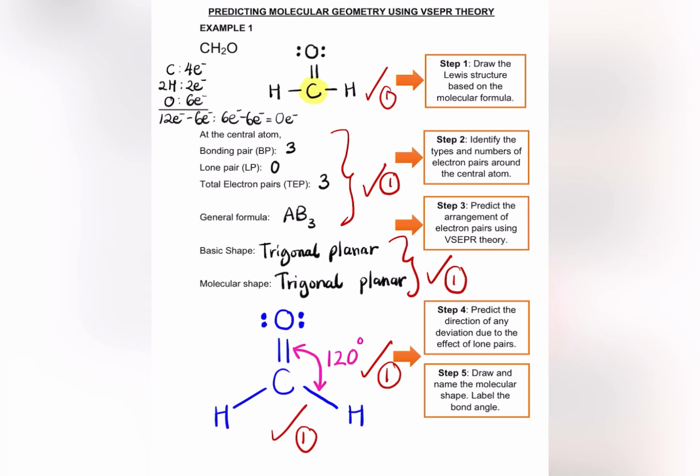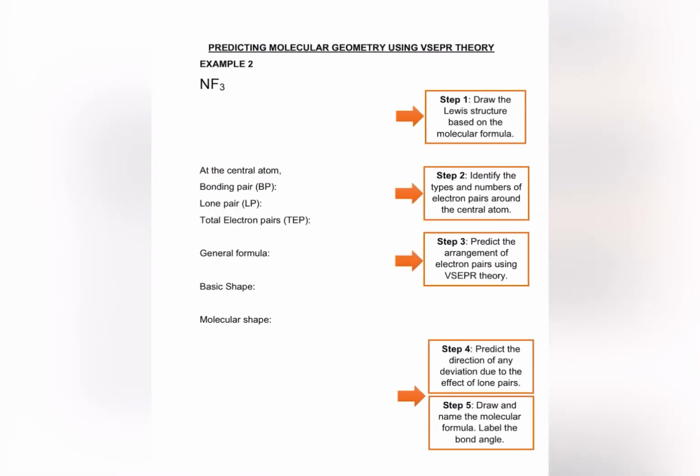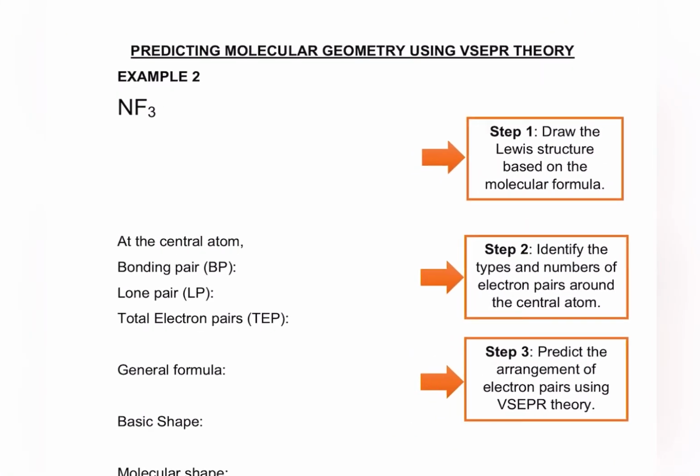Now we go to the second example, iaitu saya ada NF3. Konsep yang sama, we draw the Lewis structure first. So, let's calculate the Lewis structure. For nitrogen, we got 5 valence electrons. For 3 fluorine, we got 3 times 7 valence electrons. Total dia adalah 21 electrons. And total for everything adalah 26 electrons.